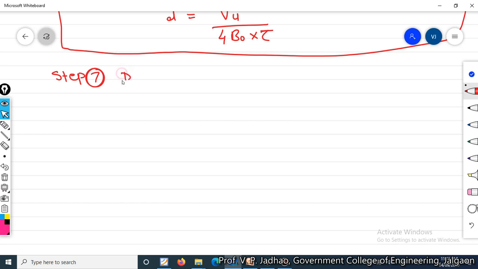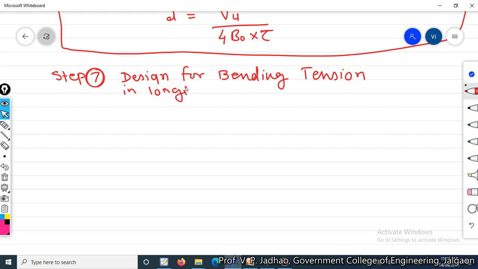So, design for bending tension in longitudinal direction. Now that is AST calculation, that is AST or steel calculation.